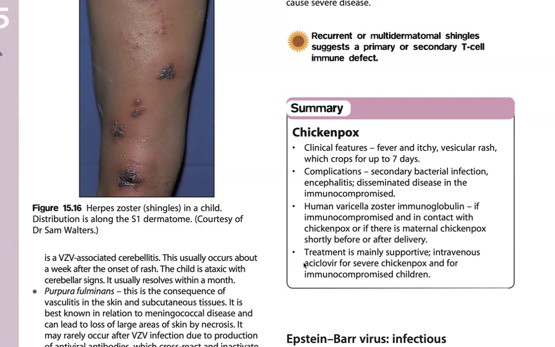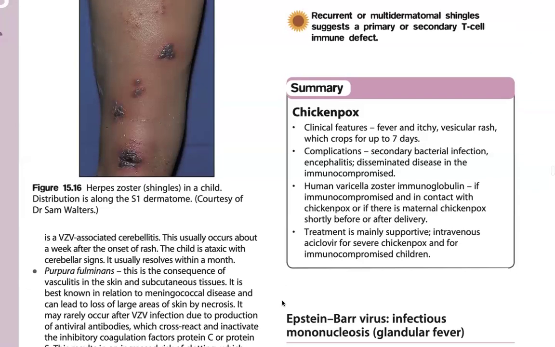Now, the summary. Chickenpox clinical features: fever and an itchy vesicular rash which crops over 7 days. Complications: secondary infection, encephalitis, disseminated disease in the immunocompromised. Human varicella zoster immunoglobulin is given if immunocompromised and in contact with chickenpox, or if there is maternal chickenpox shortly before or after delivery. Treatment is mainly supportive, with IV acyclovir for severe chickenpox and for immunocompromised children.